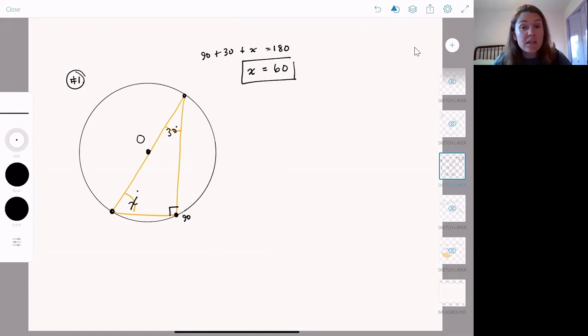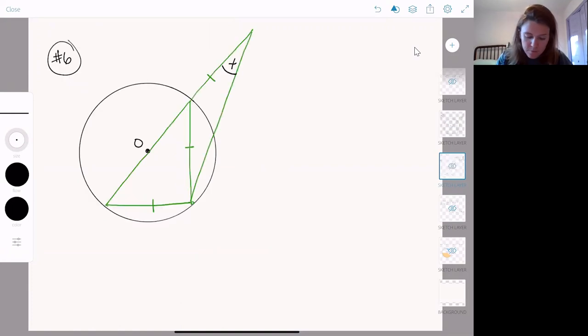So let's take one that's a little bit more difficult. So here is number 6 from that same exercise. So here we're going to have to use a little bit more of our understanding of triangles in order to solve it. So first of all, I want to know what this angle x equals. So I'm going to look for my triangles. I can see this triangle here. It is isosceles because this side and this side are equal. So that tells me this angle and this angle are going to be equal to one another.